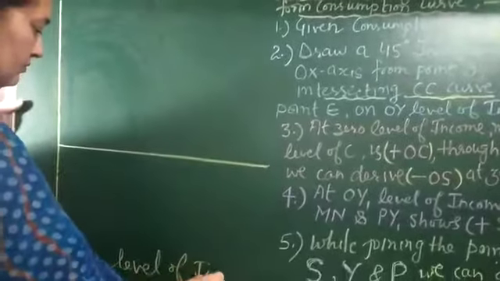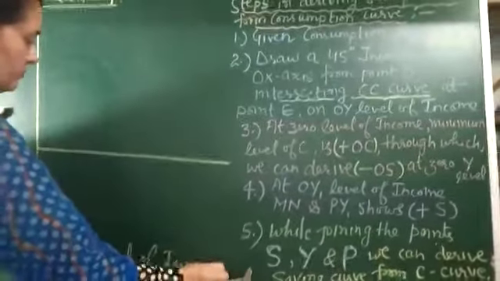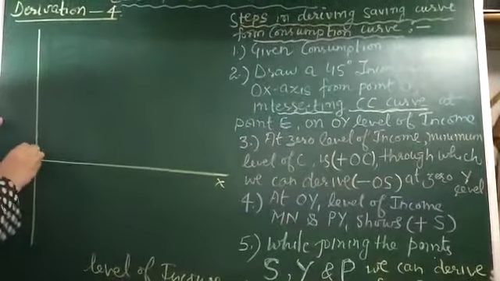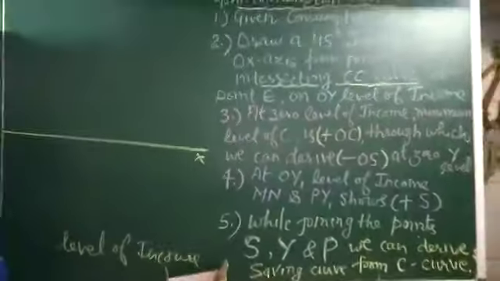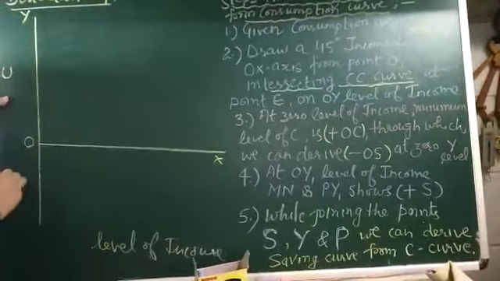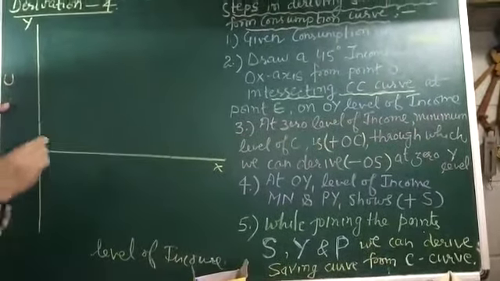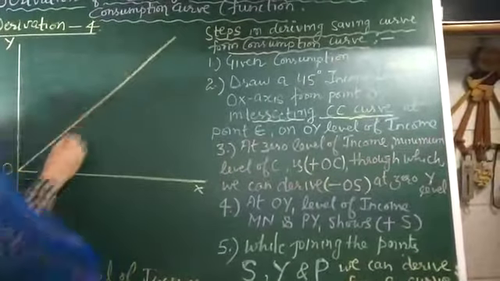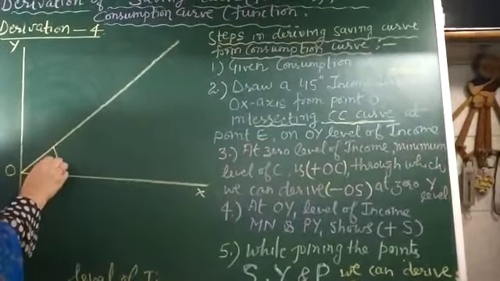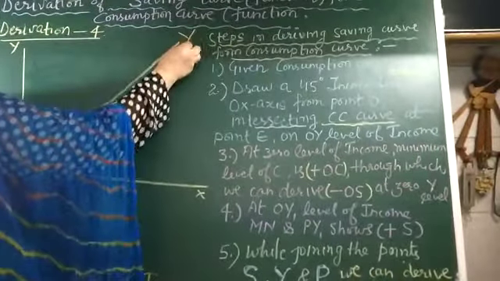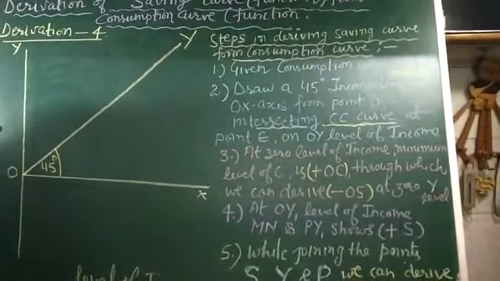This is the level of income on x-axis, we are taking consumption, and below this level we are taking savings. First of all, I am drawing income level on x-axis, start from the origin and frame 45-degree angle.